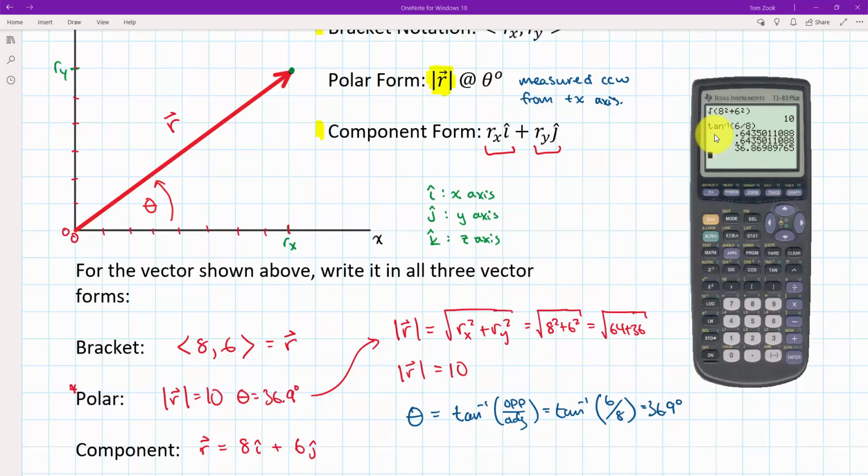Now, if this was measured in meters or kilometers or whatever this vector happens to be, we could just add the unit onto the end of these right here. So we could put 8, 6 and then meters on the outside of the bracket. We could put 8i plus 6j and then parentheses and an m on the outside of it. But that's how we can do the 3 different forms. We're going to do a lot of component forms in our class, so get used to them.